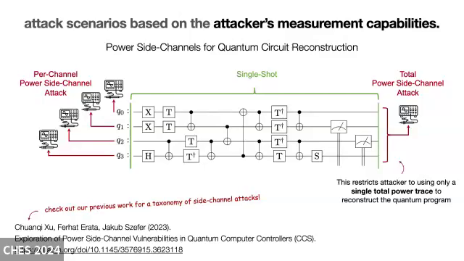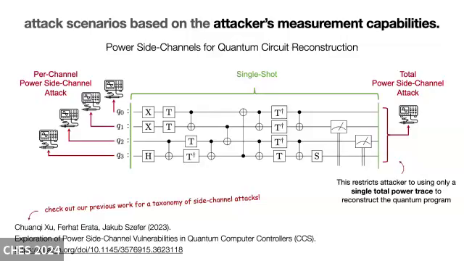Now, let's look into attackers' measurement capabilities. Each quantum program, that's also a quantum circuit, is executed multiple times, and each execution is called a shot. We assume the attacker can sample power traces from shots of a circuit, or they can measure a number of shots, and it is easier to divide this into individual shots, since all shots perform the same operation.